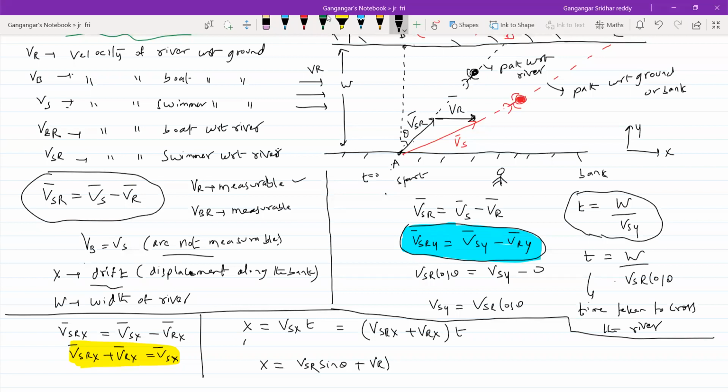plus Vr. Sir, why are you writing Vrx equal to Vr? That's because Vry is 0. The velocity of the river is flowing along the x-axis. What is the expression for time? W by Vsr cos theta. So this x is called the drift.